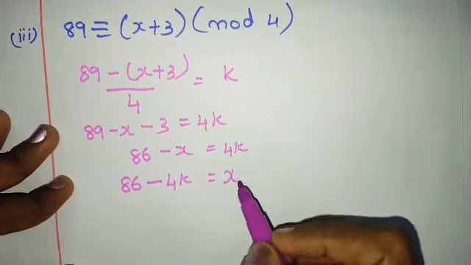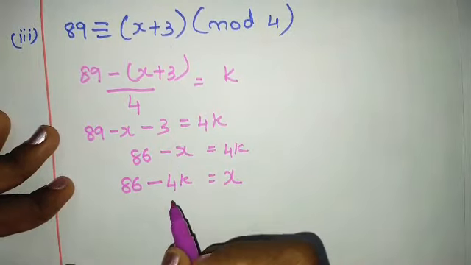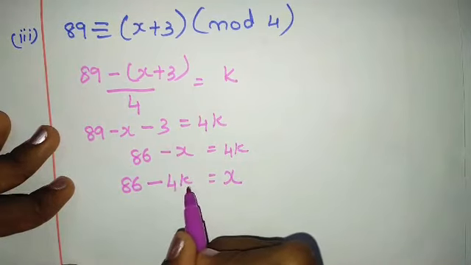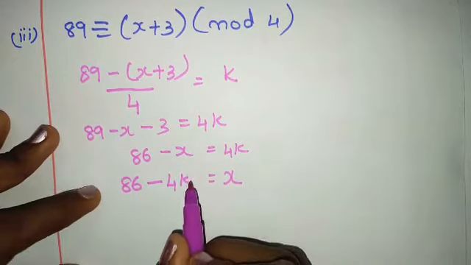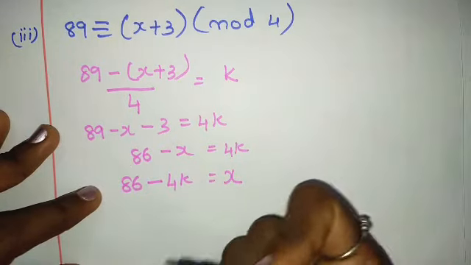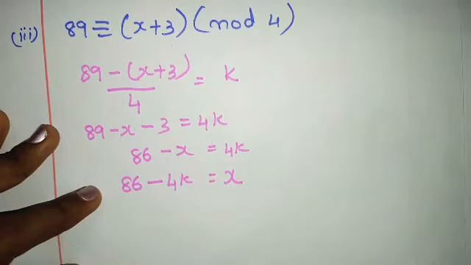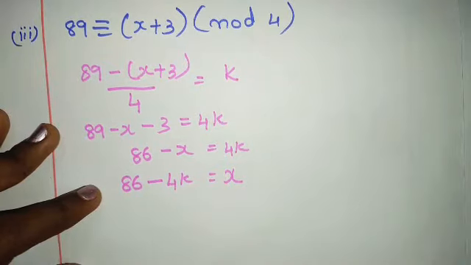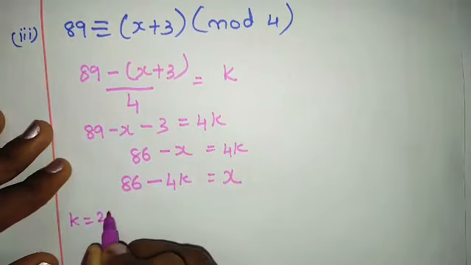Got it? See, if I take k value as 20, so 20 into 4 is what? 80. So 86 minus 80 is 6. If I take k value as 21, it is 84. So 86 minus 84 is 2. Correct? So we need the least value. So what you do? Take k value as 21.